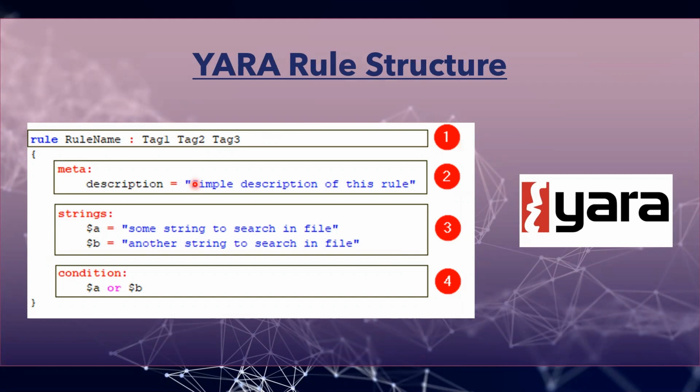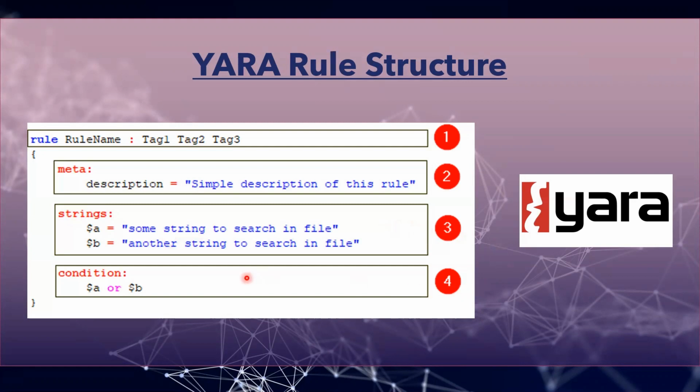In this part, if you want to describe what this rule is all about, and further how it's going to work and what it is, you can do so in part 2. In part 3, if you want to define any set of strings or a pattern that you want to match, or if you want to look into the extracted file, then you can define those patterns in this section, like the hash value of any existing malware.